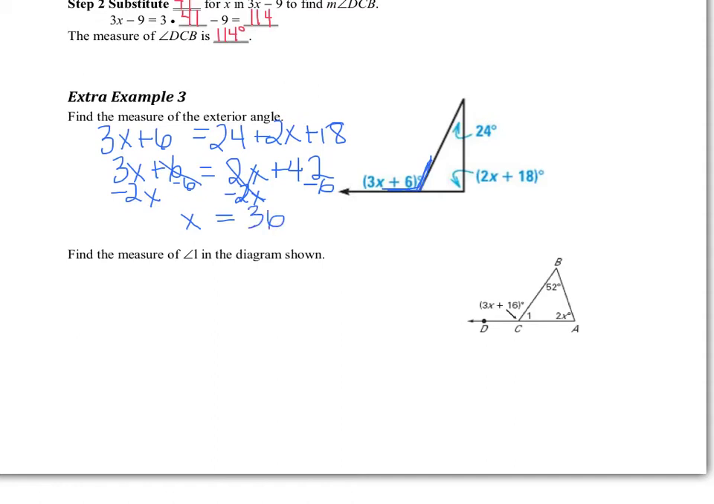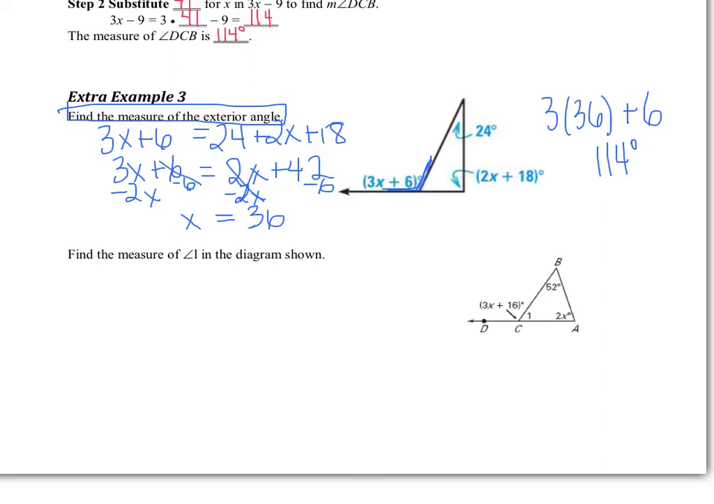Now the question says find the measure of the exterior angle, and we haven't done that yet. So we're going to do 3 times 36 plus 6 to find the measure of our exterior angle. And if you simplify that, you find that it's 114 degrees.